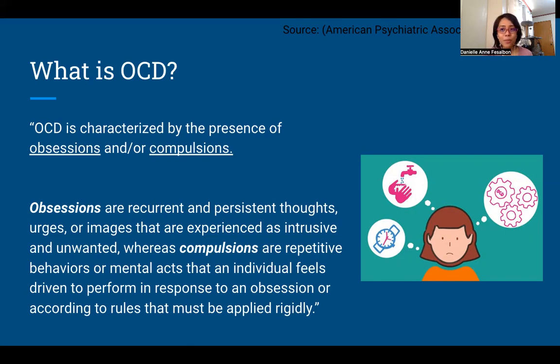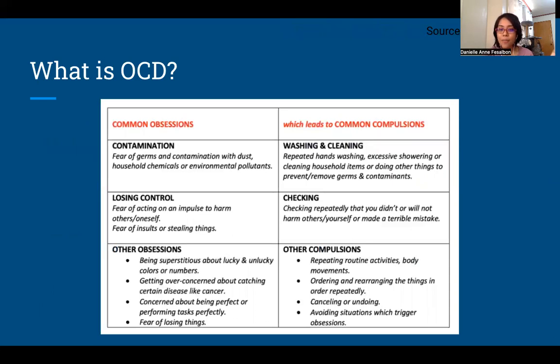So what are obsessions and compulsions? For us to better understand this, here are some examples. A common obsession for people with OCD is contamination. They fear germs and contamination with dust, household chemicals, or environmental pollutants. Whenever they have these kinds of obsessions or thoughts, that often leads to compulsions. For example, a fear of germs will lead to washing and cleaning, like repeated hand washing, excessive showering, or cleaning household items, or doing other things to prevent or remove germs and contaminants. They really can be extreme when it comes to washing and cleaning.